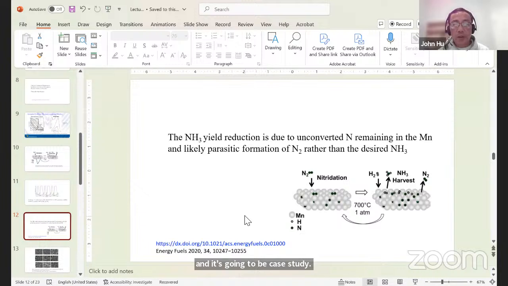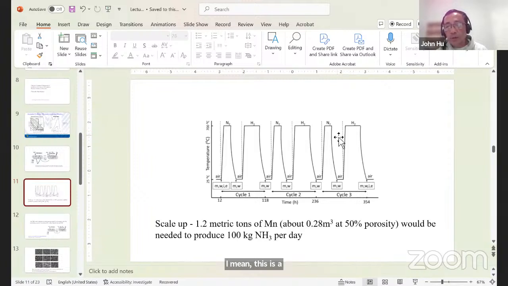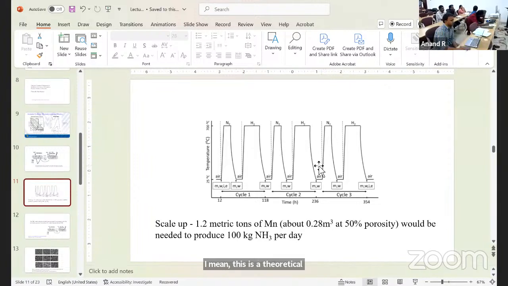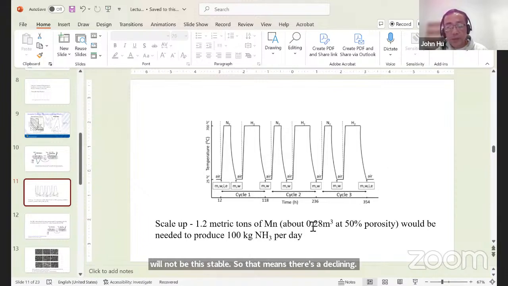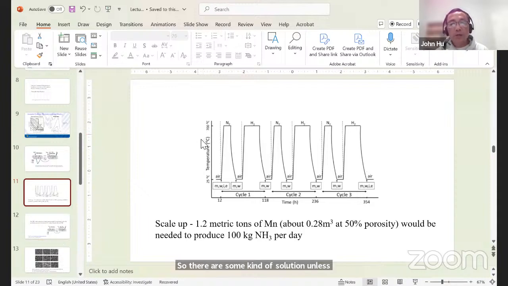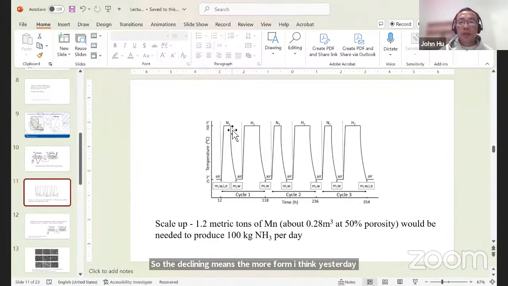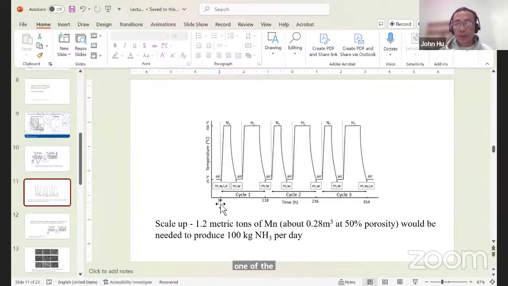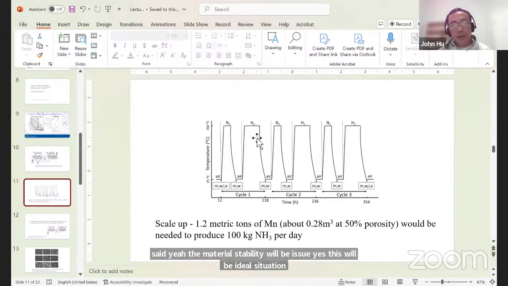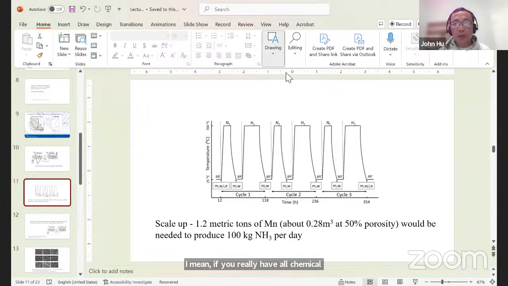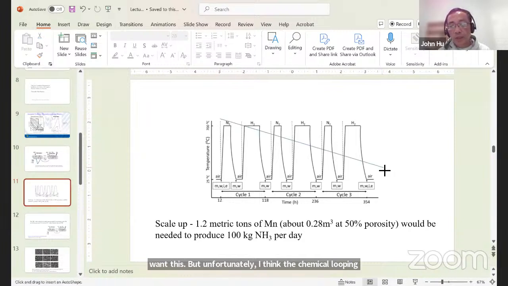And then we mentioned the ammonia yield reduction. This is theoretical chemical looping, but it depends on the material. Most of the time, the material will not be this stable, so there's declining. When it's declining, what's happening? There is some kind of solution for this. The declining relates to the morphology. Yesterday one of the audience said the material stability will be an issue. Yes, this is the ideal situation, which is what you want from a chemical looping. But unfortunately, as we mentioned yesterday, the yield just follows something like this, a drop.